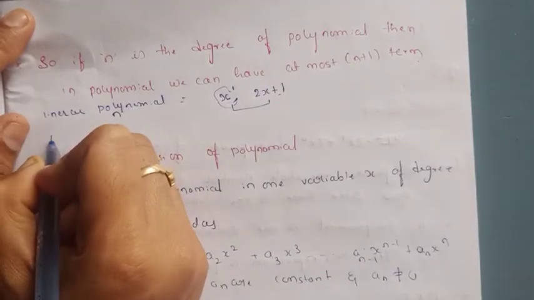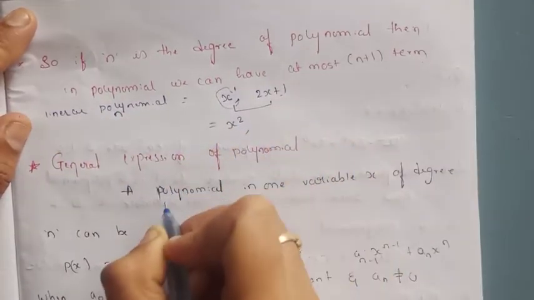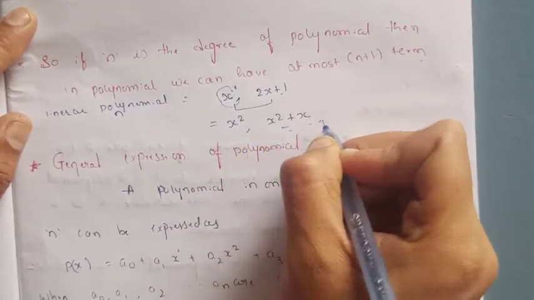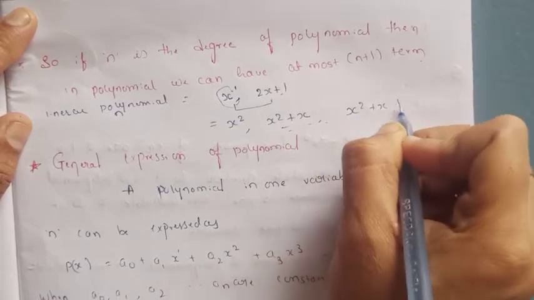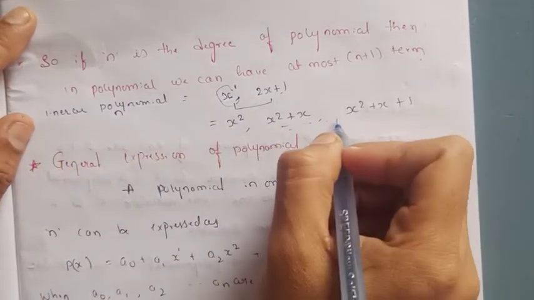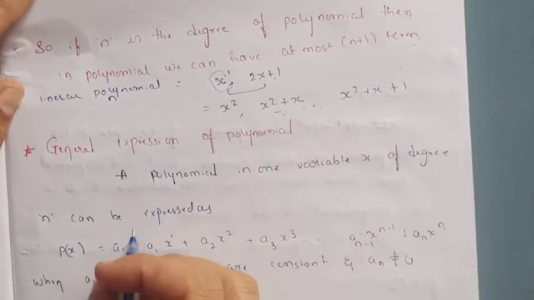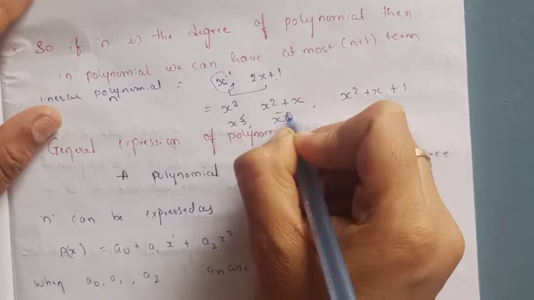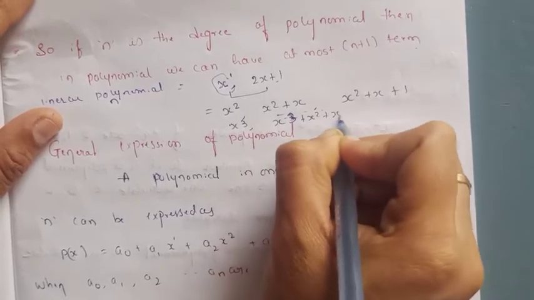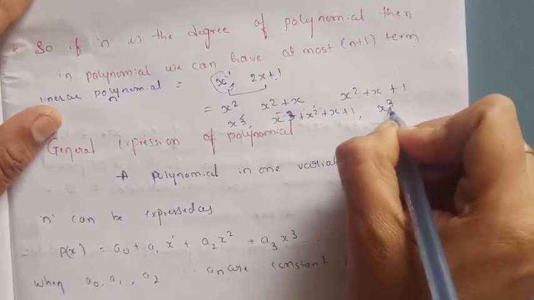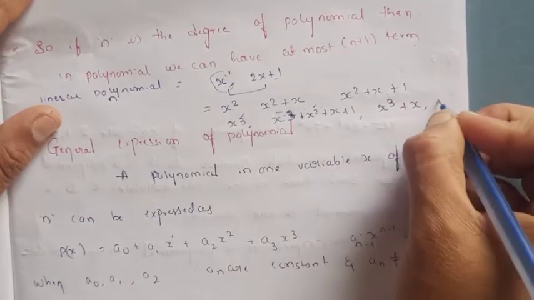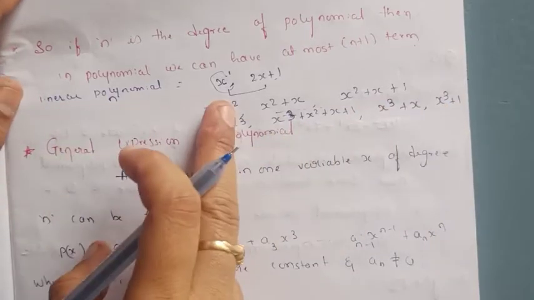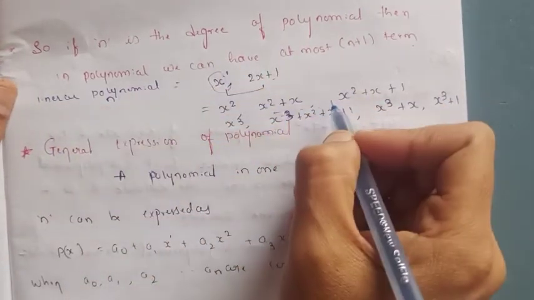And next, quadratic, how many? x square, this is one type, or x square plus x, this is another type, and x square plus x plus 1. We can write 3 types. And cubic means 3: x cube plus x square plus x plus 1, or x cube plus x plus 1, x cube plus 1. This n plus 1 form we can write in many types. Plus 1 will occur.